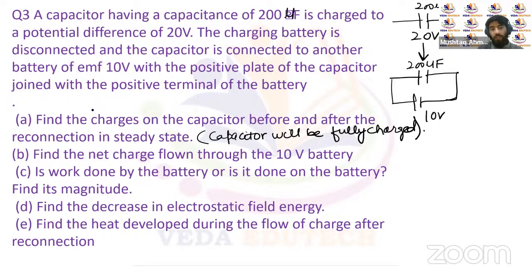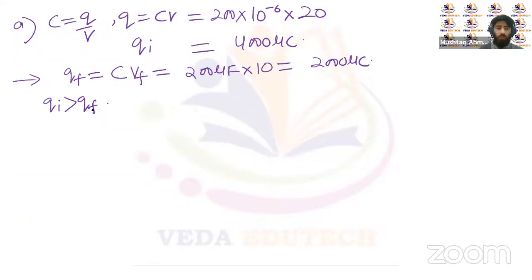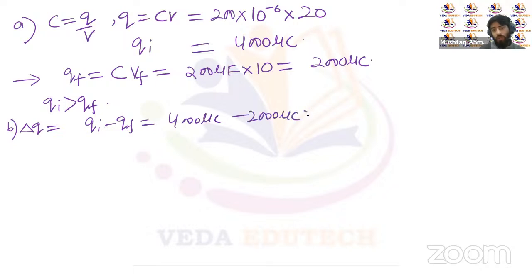In the second part, find the net charge flown through the 10 volt battery. The net charge flown will be the initial charge minus the final charge. The initial charge was 4000 microcoulomb, and the final charge is 2000 microcoulomb. So 2000 microcoulomb of charge has flown.